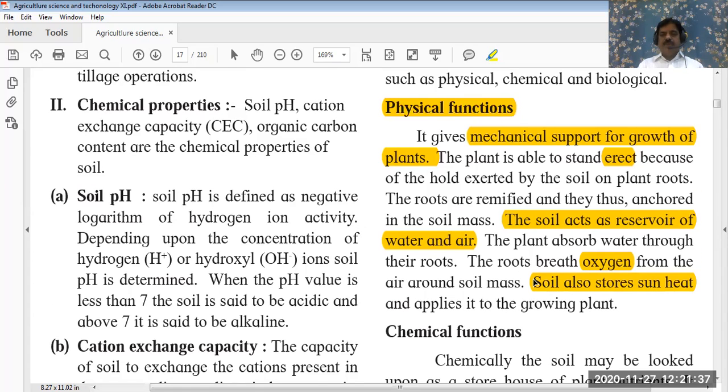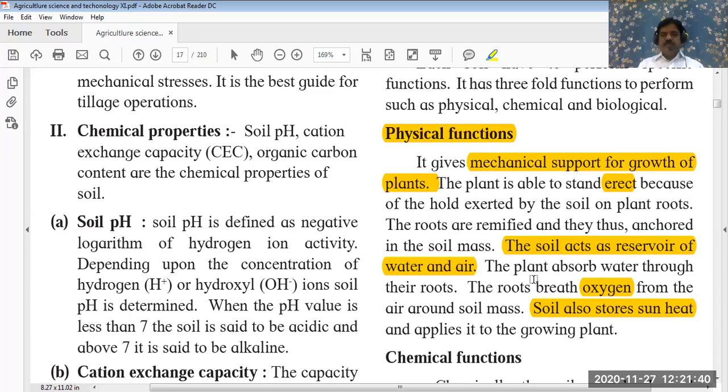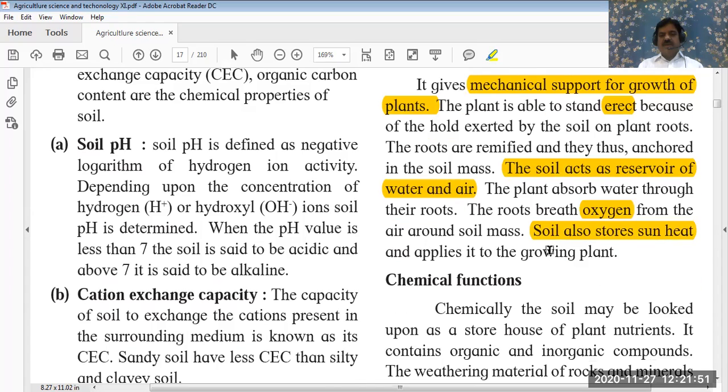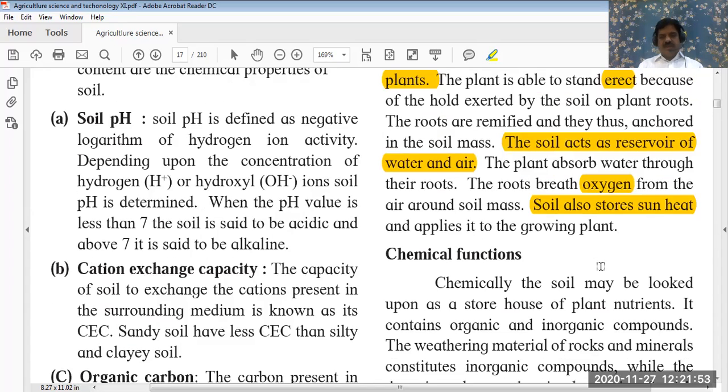So there are three physical functions of soil related to plant growth, that soil gives mechanical support to the plant for growth. Number two, soil works as a reservoir for water and air. And number three, soil stores heat, sun heat.